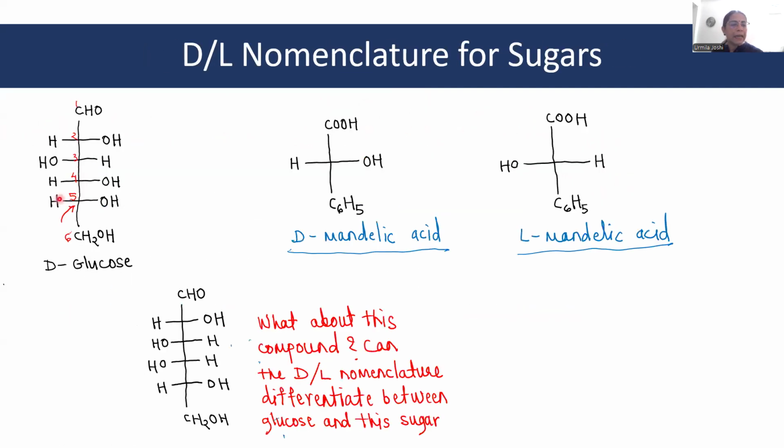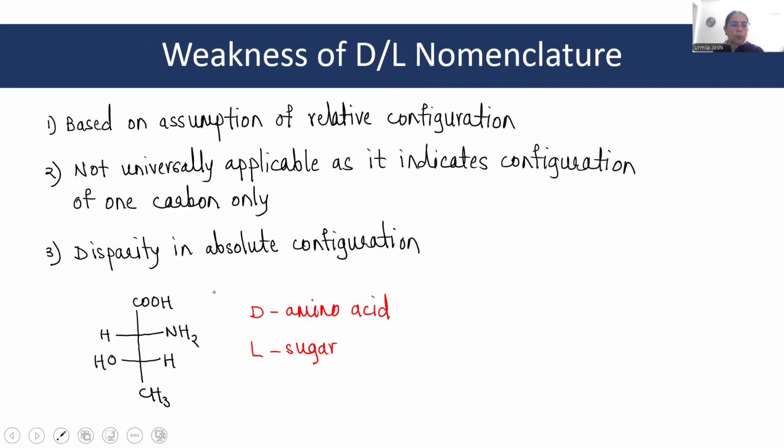Secondly, it is not universally applicable as it indicates configuration of one carbon only. I think I mentioned that over here. This sugar and this sugar are different because configuration at one carbon is different. But that is not being considered because the rule says configuration at the highest numbered chiral carbon has to be considered. So this is not universally applicable.